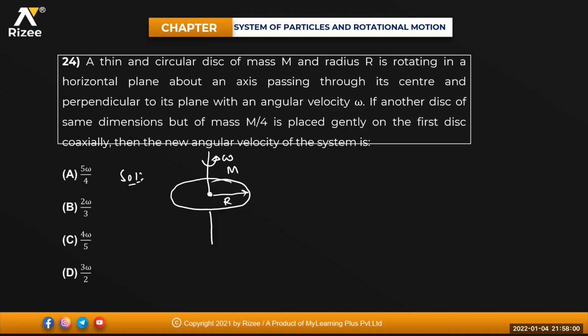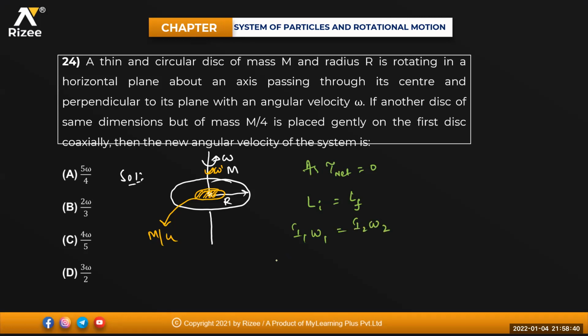If another disk of same dimensions but of mass M by 4, okay. Now on this one, we are keeping another disk like this. Mass of this one is capital M by 4. Then angular velocity will change to omega dash, isn't it? So new angular velocity is how much? So as external torque acting on the system is 0, as tau net is equal to 0, initial angular momentum must be equal to final angular momentum. So I1 omega 1 must be equal to I2 omega 2.